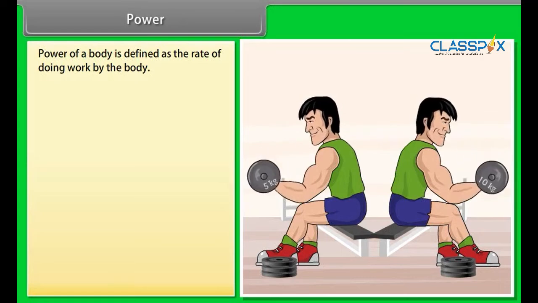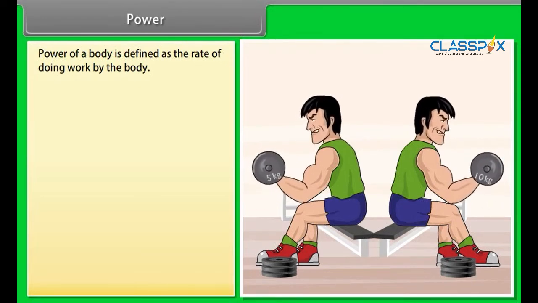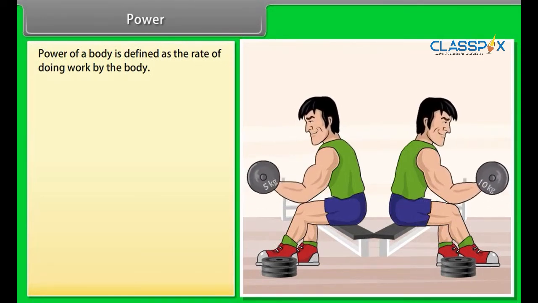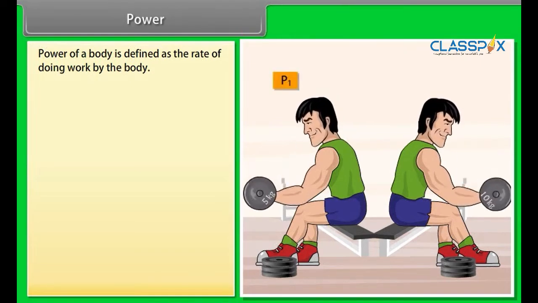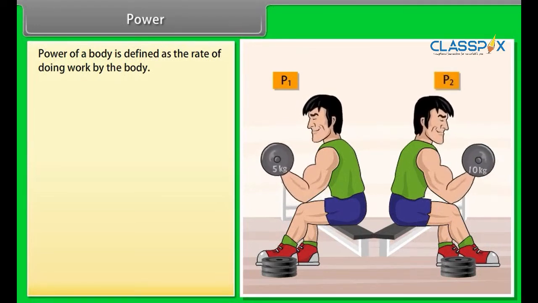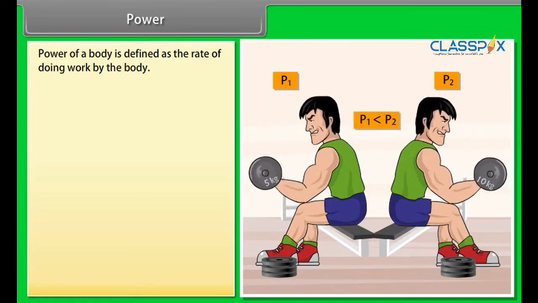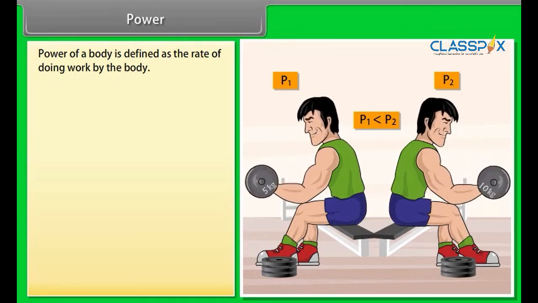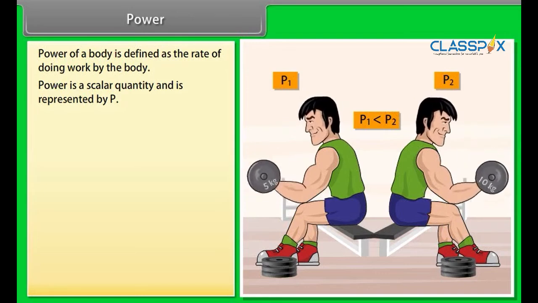Power. Power of a body is defined as the rate of doing work by the body. Let us take an example: a boy doing exercise using a dumbbell. When he used the dumbbell of 5 kg, he applied power P1. And when he used the dumbbell of 10 kg, he applied power P2. Hence, the power rating is high when he used the dumbbell of 10 kg as compared to the dumbbell of 5 kg. Power is a scalar quantity and is represented by P.